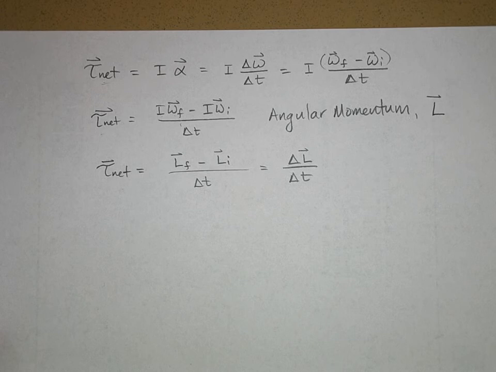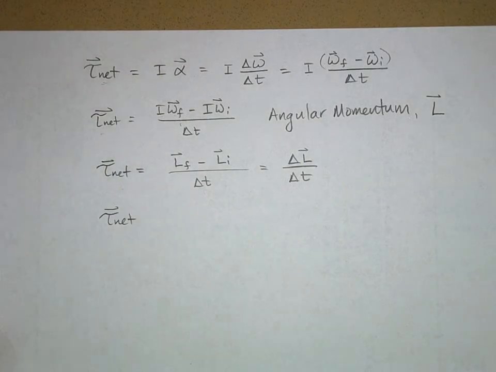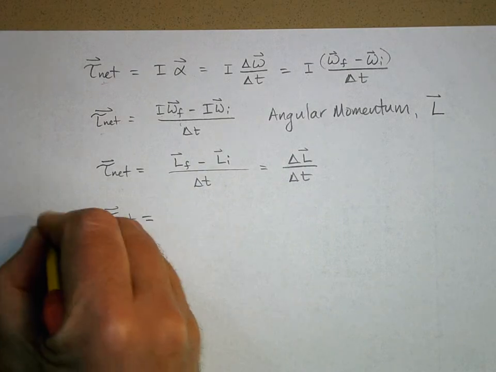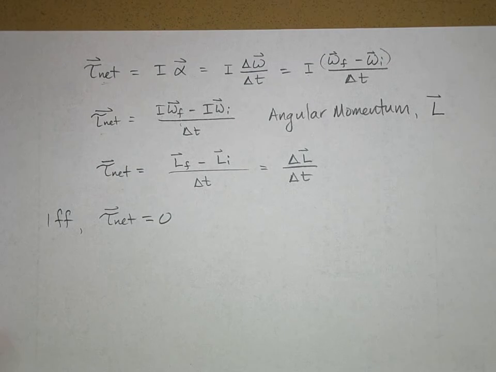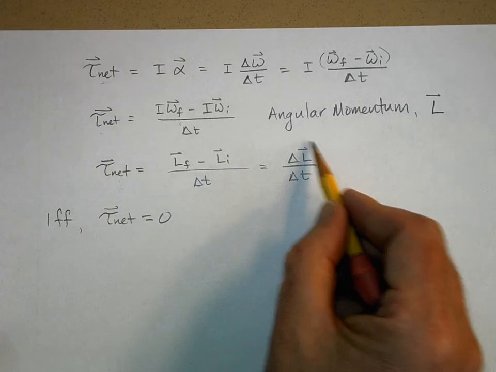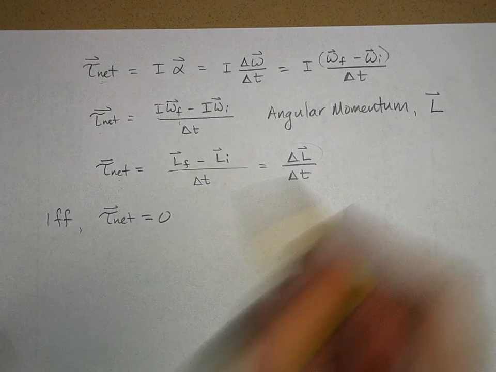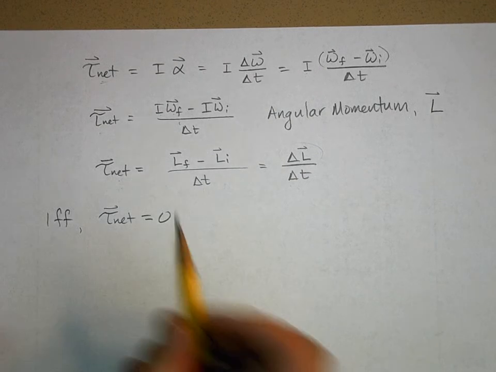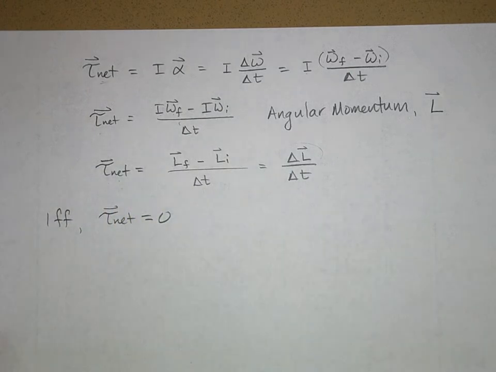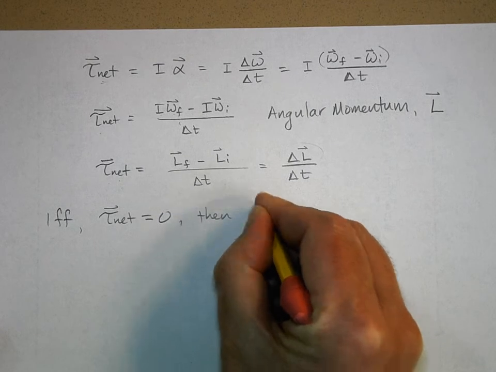Really cool. Well, what happens if there is no net torque? What if the net torque equals 0? If the net torque equals 0, what do you think is going to be true? If this is equal to 0, well, delta t isn't 0. There's a span of time. First of all, you don't want to divide by 0. But time goes by, so delta t isn't 0. So if the net torque is 0, then delta L has to be 0. Then the change in angular momentum must be equal to 0.